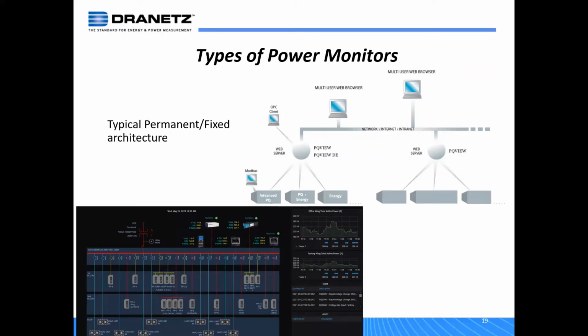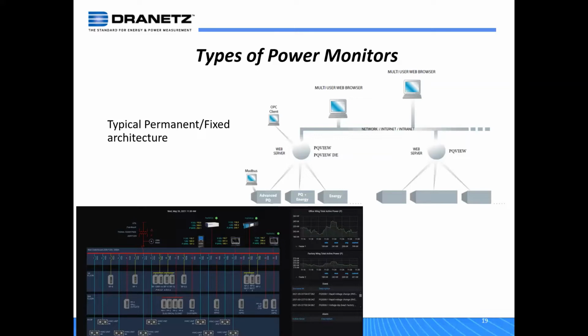There are several benefits when you start there. A lot of times, potential customers will come to us and say, yes, we're looking to deploy a permanent system. Where do we start? And usually you start at the point of common coupling. If you have multiple feeds going into a facility, then ideally you want monitoring at each feed. And then from there, you would go down line until you reach the critical loads. Another way of putting it is you want to monitor the input and the output to the critical load.